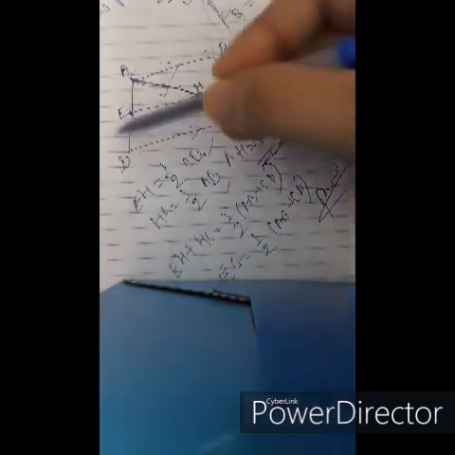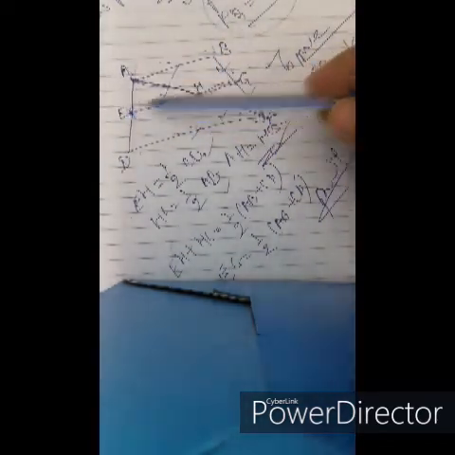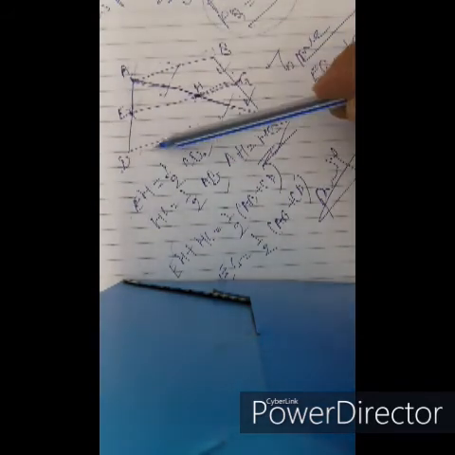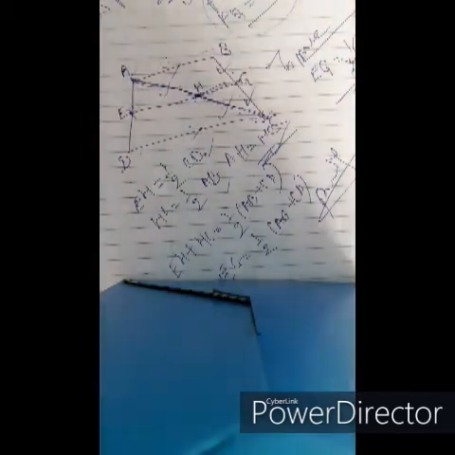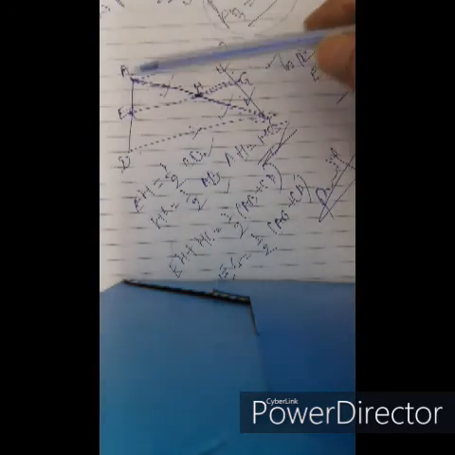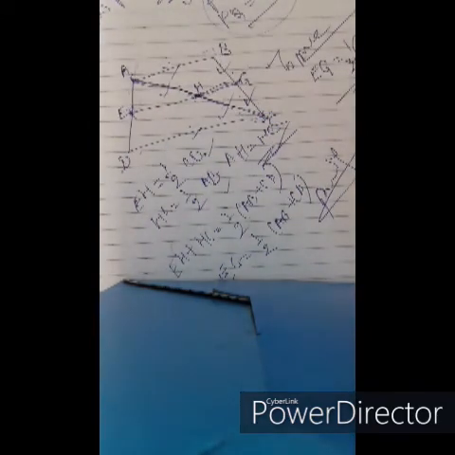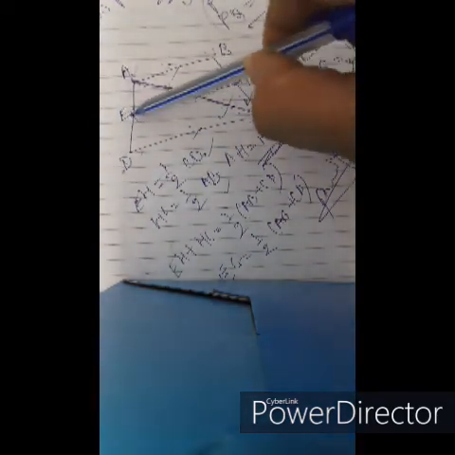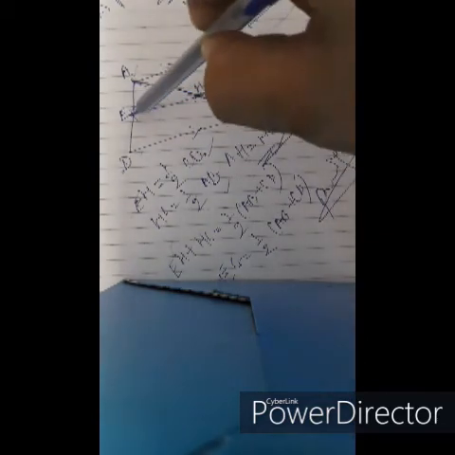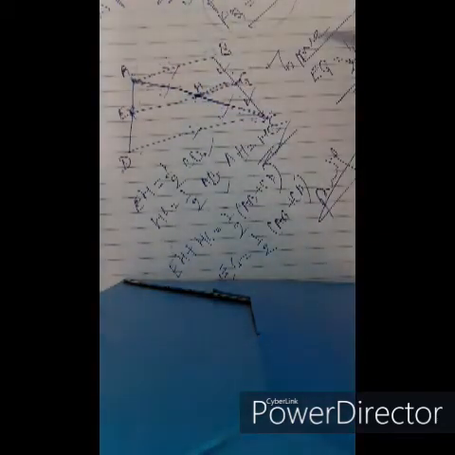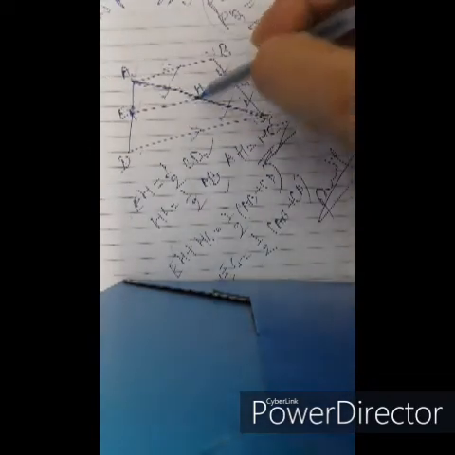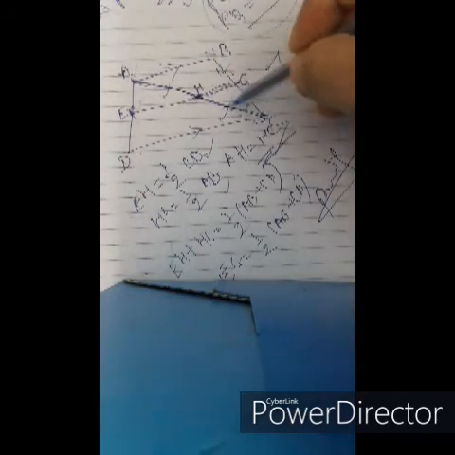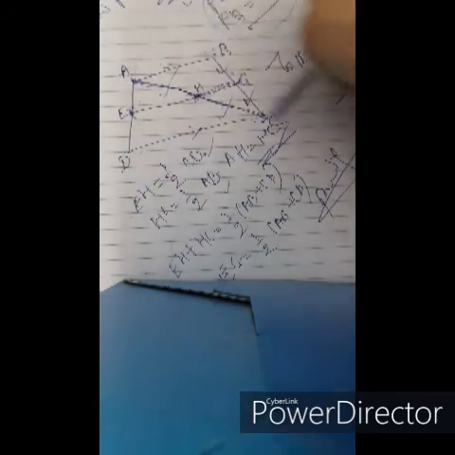ABCD is a trapezium. EG is given parallel to CD. Since we know CD and AB are parallel, EG is parallel to CD, therefore EG is also parallel to AB. Now taking triangle ADC. In triangle ADC, E is the midpoint, as given in the problem. E is the midpoint of AD, and EH is parallel to CD. So, according to the midpoint theorem, H is the midpoint of AC.